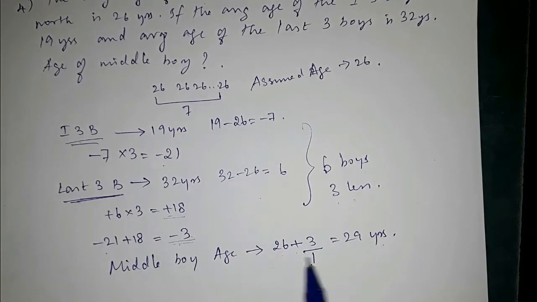So we have to equally distribute to the remaining persons, and only 1 person remains. So we get the answer as 29 years. That's it.